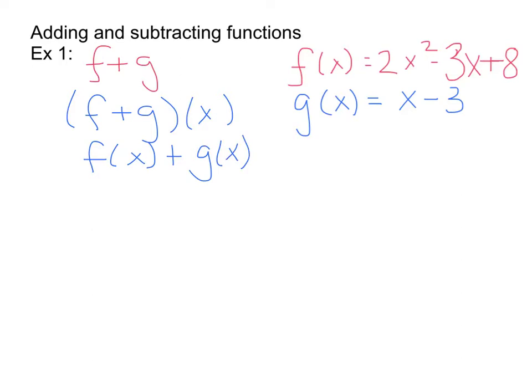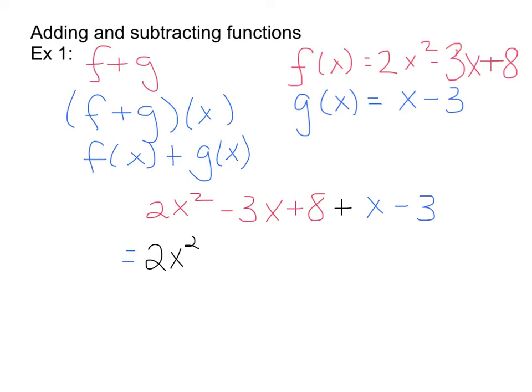It just means take your function f and add it to g. So my f of x is 2x squared minus 3x plus 8, and then we are going to add it to x minus 3. When you're adding, all you do is combine like terms. There's no other x squared, so you have 2x squared, and then negative 3x plus x gives you negative 2x. And then you have 8 minus 3, which gives you 5.